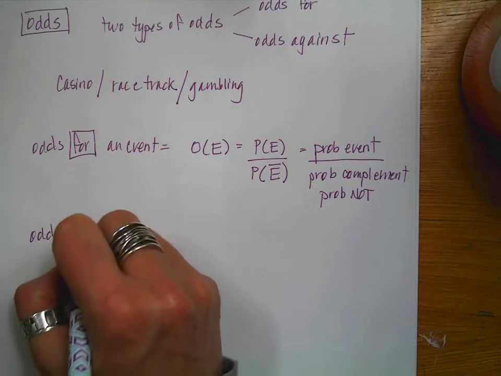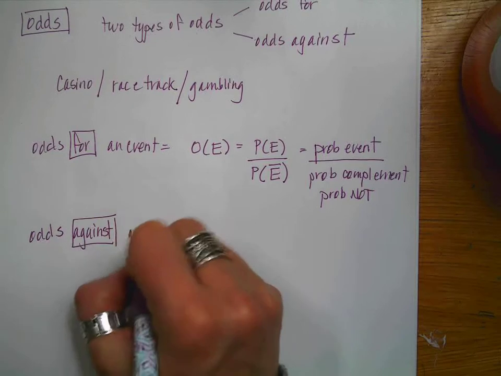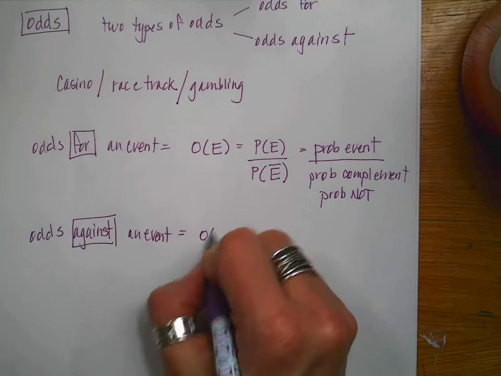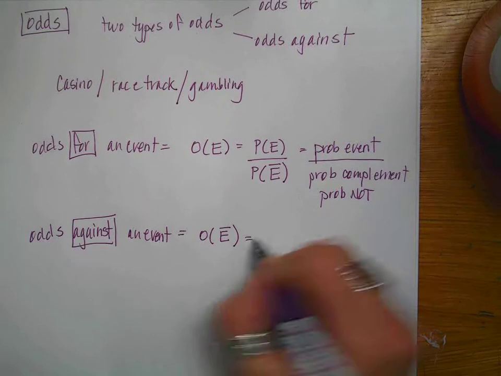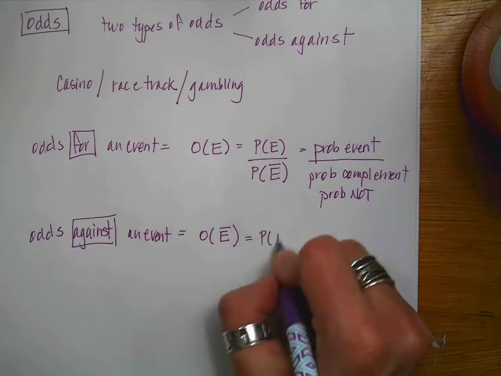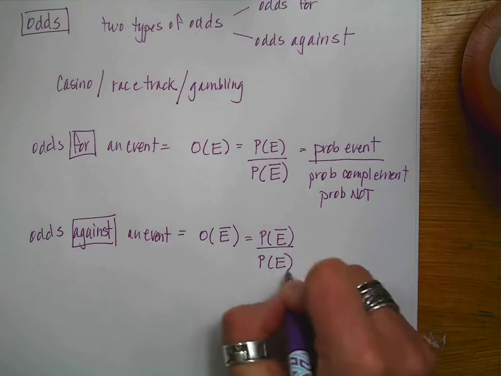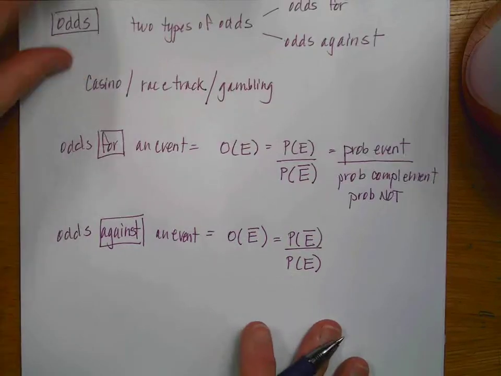Okay? And then the odds against an event, interestingly, are going to be the odds of the not, and that's going to be the opposite, the probability of the complement divided by the probability of the event. So you need to be really careful when you do your notation, making sure that you're using the right numbers.